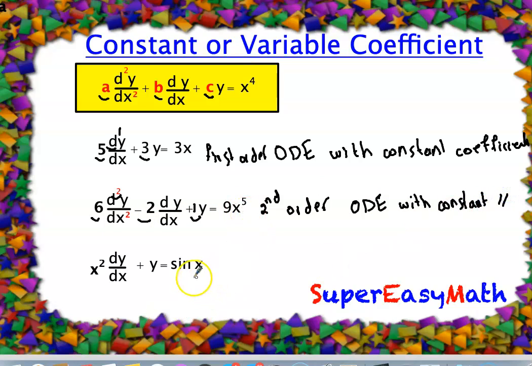And the last one, here it's also an ODE, first order derivative, so first order. The coefficient here is x squared, so it's not a constant coefficient, so with variable coefficient.